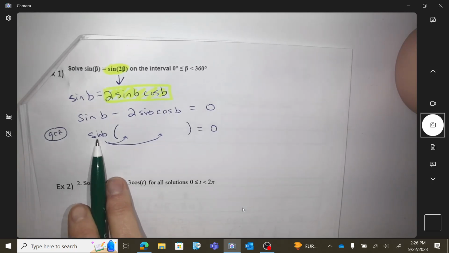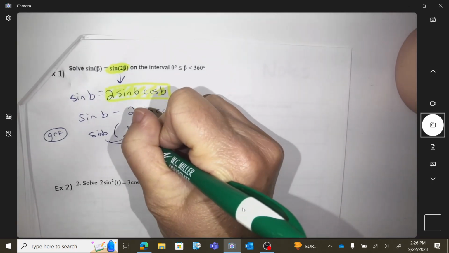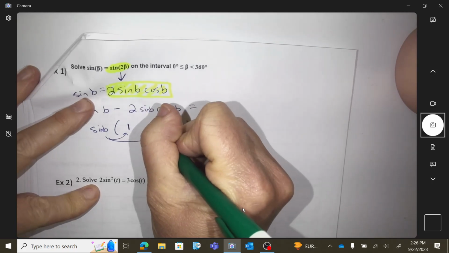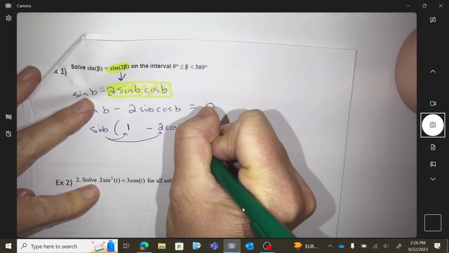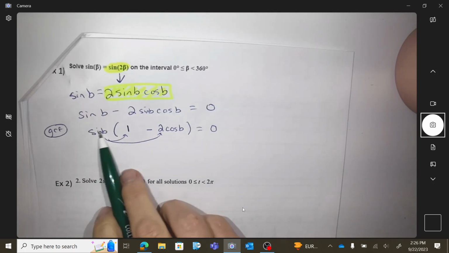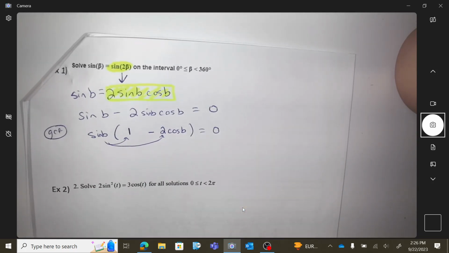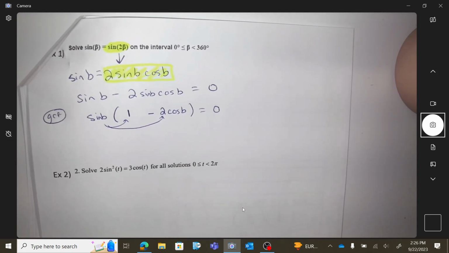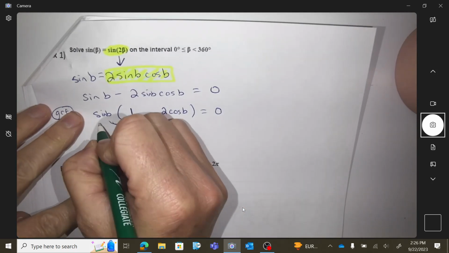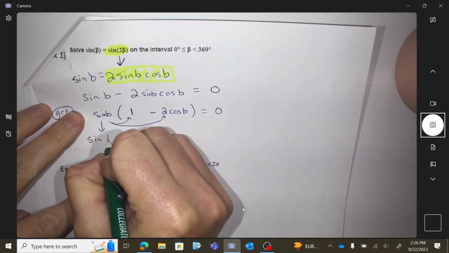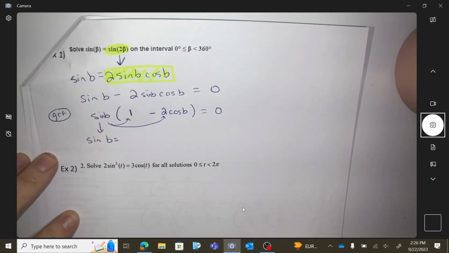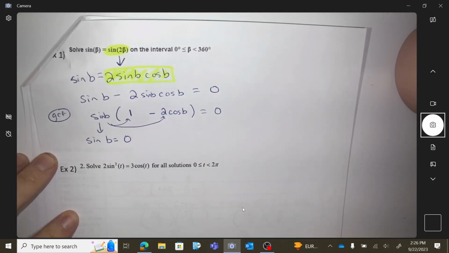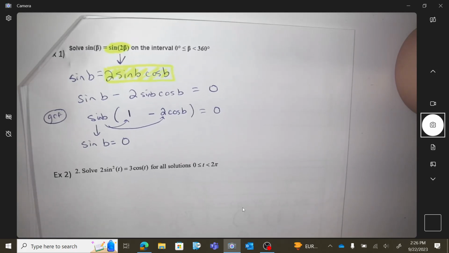So what do you have left here? Sine b times what? 1. Sine b times negative 2 cos b. Does that work? Would that multiply to that? Okay, so sine b equals, what do you do there? Just 0, right? To have that multiplier 0, sine b would have to equal 0.